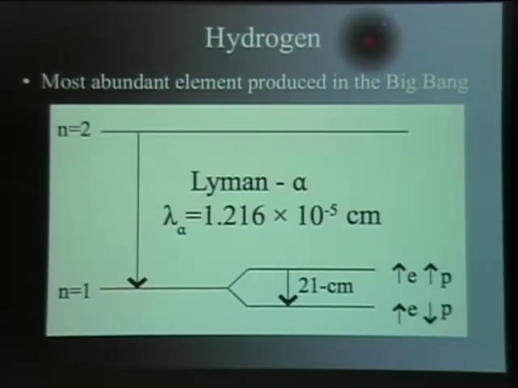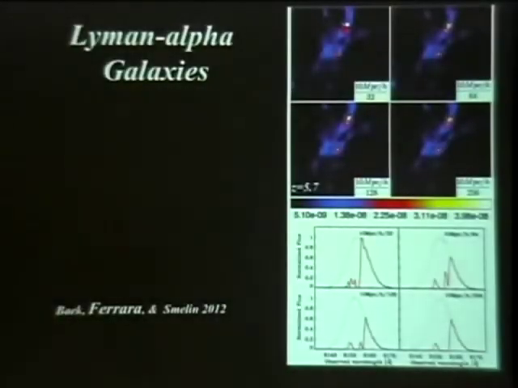Usually, hydrogen is sitting in the ground state because the decay time for it to the ground state is much shorter than all the timescales in cosmology. And so you find the hydrogen in the ground state, and every now and then it gets excited, and you can get an emission of Lyman alpha photons or 21 centimeters. And I'll describe these processes through my talk.